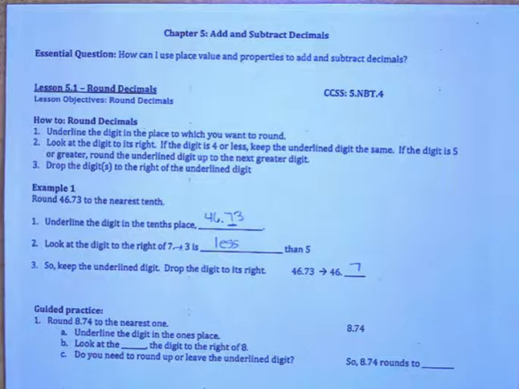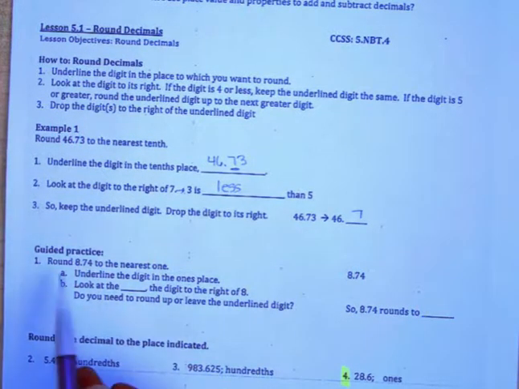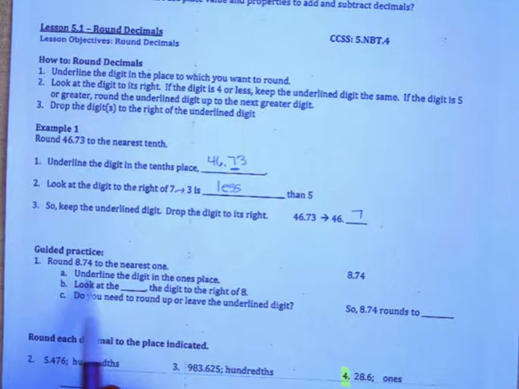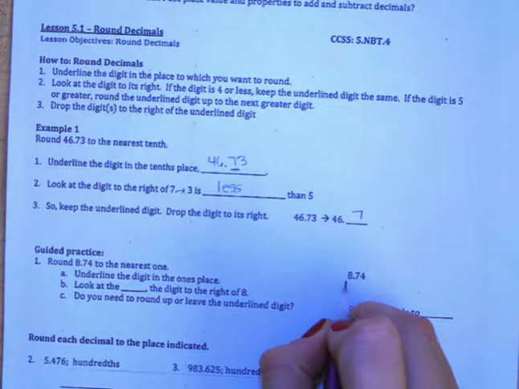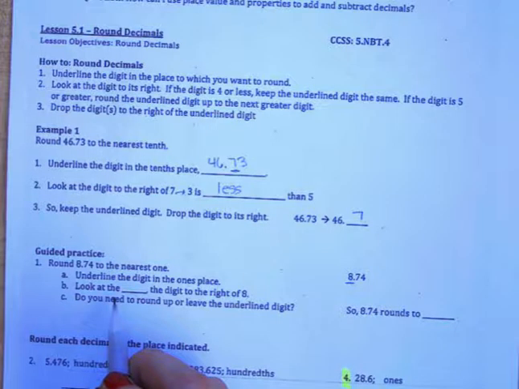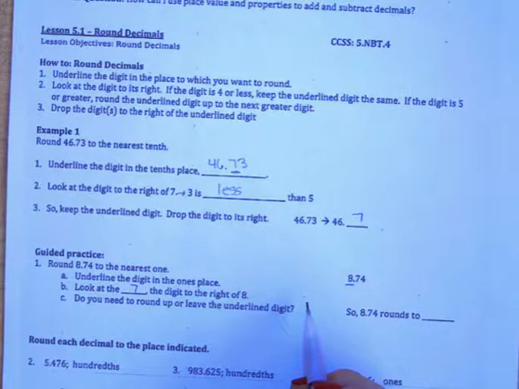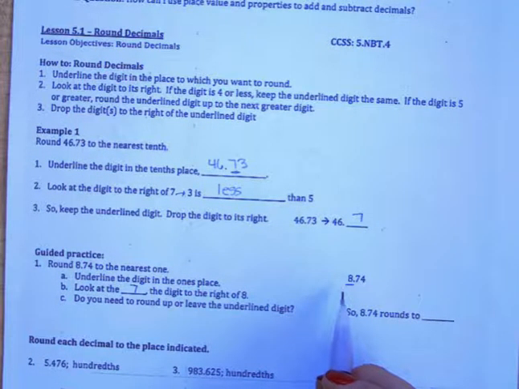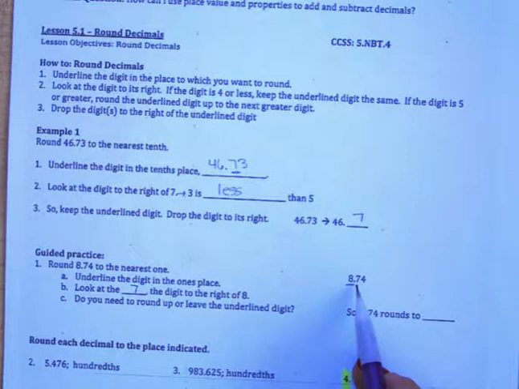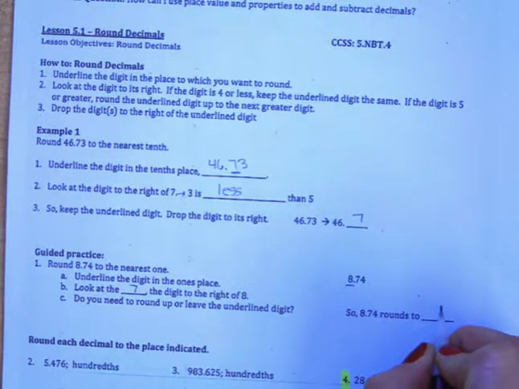All right, let's do one more guided practice problem. It says round 8 and 74 hundredths to the nearest 1. So step 1 is to underline the digit in the ones place. So I'm going to underline my 8. And we're going to look at the digit to the right of 8. So we're going to look at the 7. Okay, 7 is greater than 5, so we're going to round it up. So do you need to round up or leave the same? Like I said, 7 is greater than 5, so you're going to round up. So 8 and 74 hundredths rounds to 9.